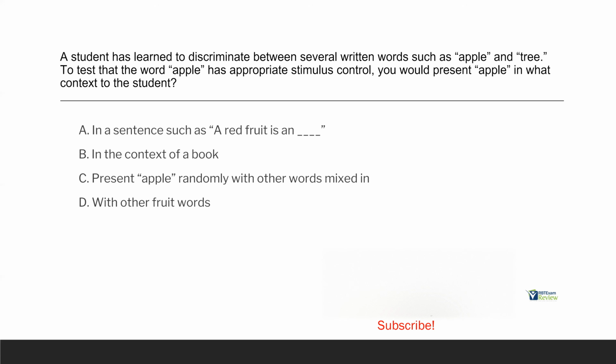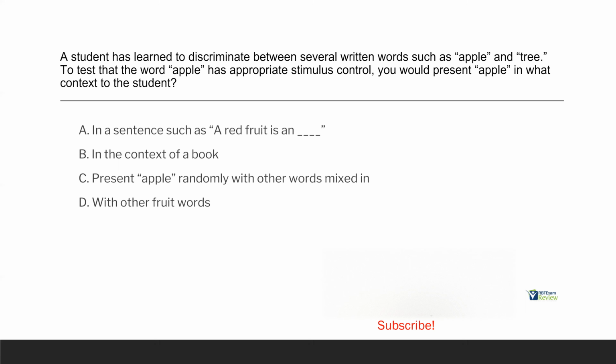Okay. In a library, whispering should be under stimulus control. Okay. On the playground, now we have loud noises, running, etc. In this case, several written words have been learned by your student. They can read apple, they can read tree. What would appropriate stimulus control be for reading the word apple? Well, it's going to be the word apple.